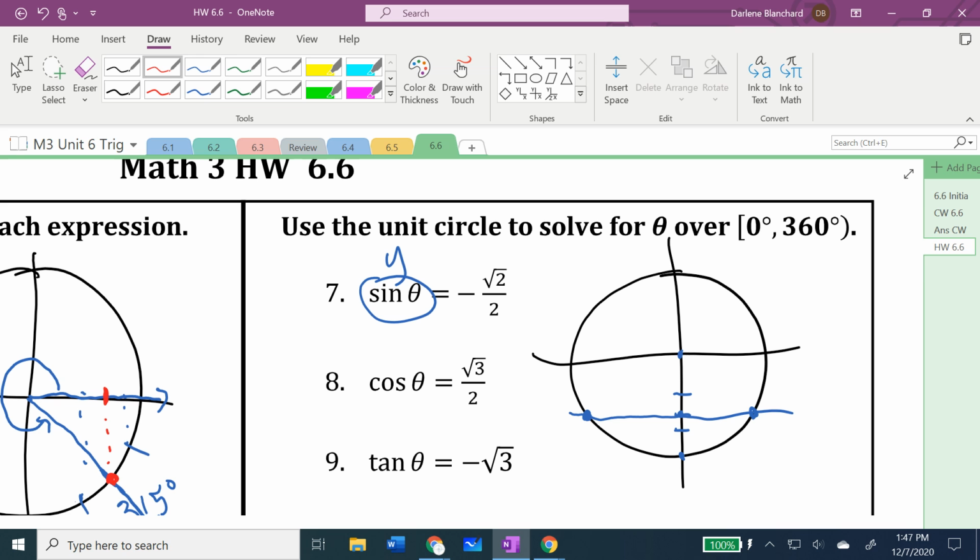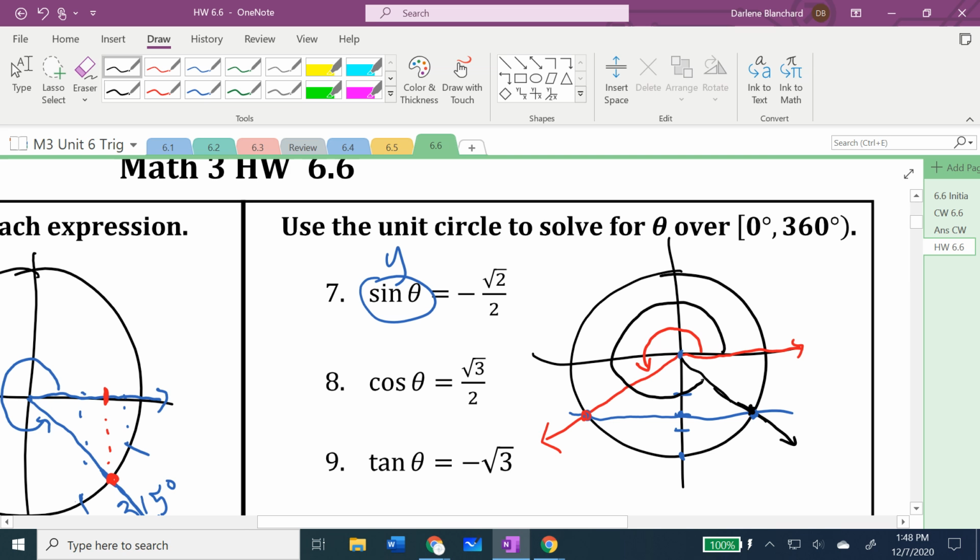Now, what is ultimately being said is, with this being my initial side, one angle with a sine value of negative root 2 over 2 has a terminal side that goes through this point that has a y-coordinate of negative root 2 over 2. Additionally, there's another one. I've got the same initial side, but now the terminal side over here intersects the unit circle at y-coordinate negative root 2 over 2. So that's representing the angle that goes all the way around this way.